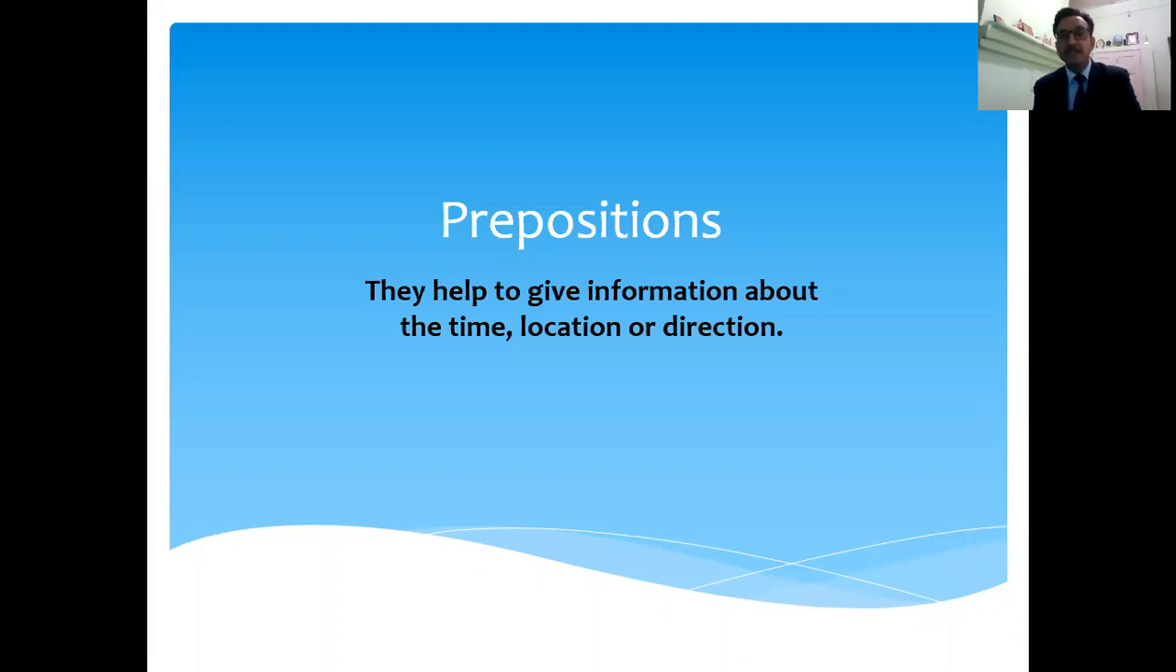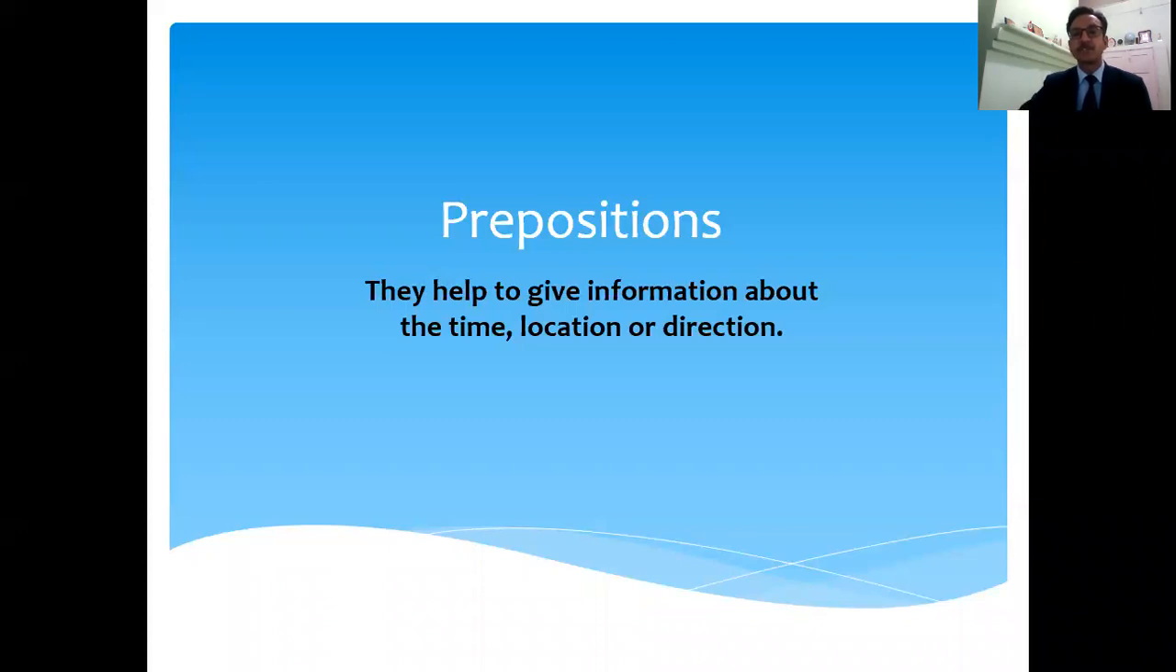So today again, we will start with a lesson on prepositions. We've already done the first part of prepositions where I explained all kinds of prepositions. Now we will take a few specific prepositions and I'll try to explain what these prepositions are. What are they useful for? Fine. They help to give information about time, location, and direction. Let's talk about position or location first.